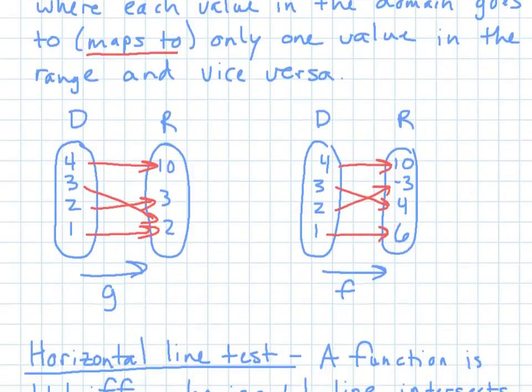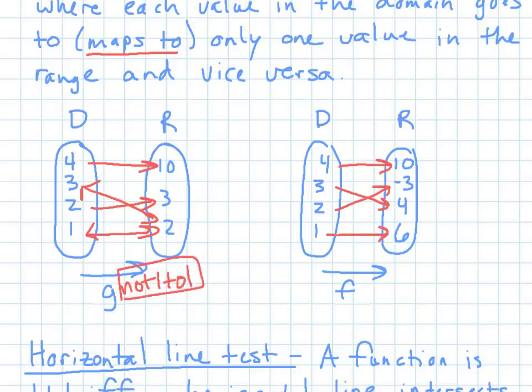So for our function g, you can see that 4 goes to 10, 3 goes to 2, 2 goes to 3, and 1 goes to 2. So each x value goes to one y value, and that's fine. Okay, so it is a function. But if you look backwards, 10 goes to 4, 3 goes to 2, but 2 goes to 3 and 1. So because 2 goes to two different values, this function is not a one-to-one function. Okay?